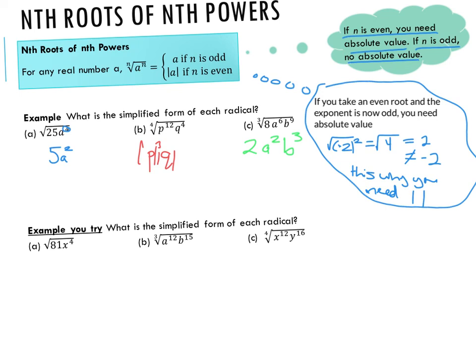Now I want you to take a minute or two and try the example. So hopefully you found for a, 9x squared, for b, a to the fourth, b to the fifth, and for c, the absolute value of x to the third, y to the fourth. And the reason why the x has absolute value is because in the original, under the radical, you had an even power, and when you take the fourth root of that even power, it is now odd.